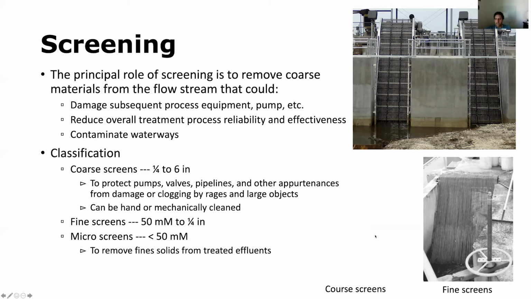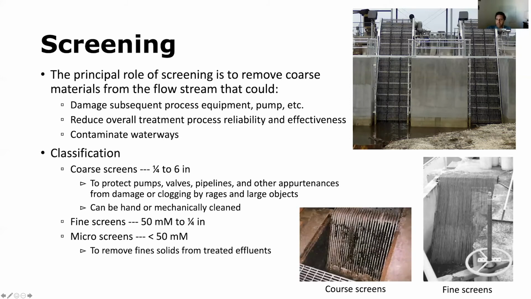It's usually performed using coarse screens, which have larger gaps between them, followed by fine screens, which have smaller gaps between the screens. Coarse screens would be from 1/4 inch to 6 inches, and this would help protect pumps, valves, pipelines, and other elements in the system from being damaged or clogged.